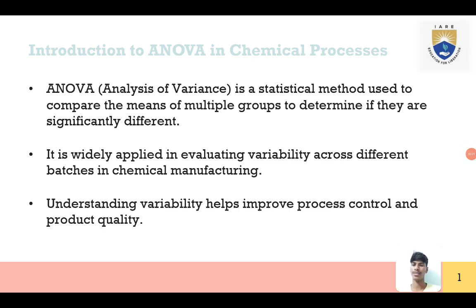ANOVA, analysis of variance, is a statistical method used to compare the means of multiple groups to determine if they are significantly different. It is widely applied in evaluating variability across different batches in chemical manufacturing. Understanding variability helps improve process control and product quality.